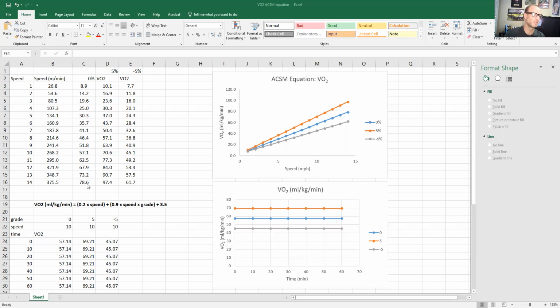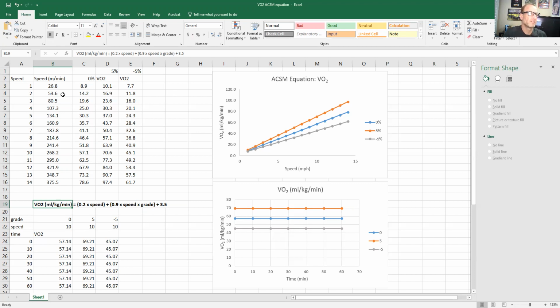So I've got that equation here. Again, I'm not going to test you on the equation. I'm not going to ask you to solve for VO2, but I want you to understand the source of these data and then ultimately how to interpret these plots.